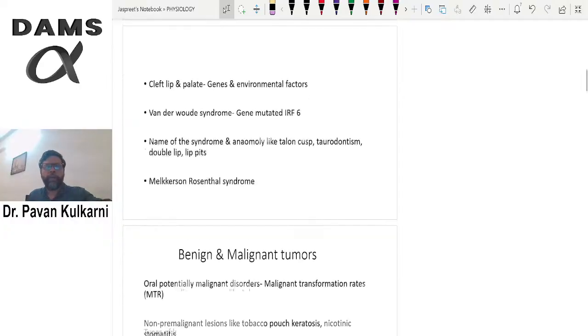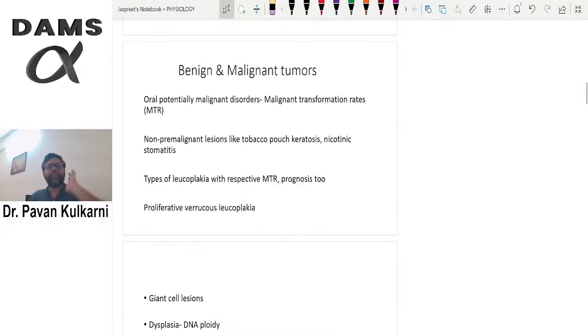Okay. Now moving on to benign and malignant tumors. All of us know there are different malignant transformation rates, that is MTR, for different conditions. Like for homogeneous leukoplakia, MTR is different. For erythroplakia, it's different. For nodular leukoplakia, it's different. For OSMF, it is different. For PVL, proliferative verrucous leukoplakia, it's different. All those lists we have already made. You should know about those malignant transformation rates.